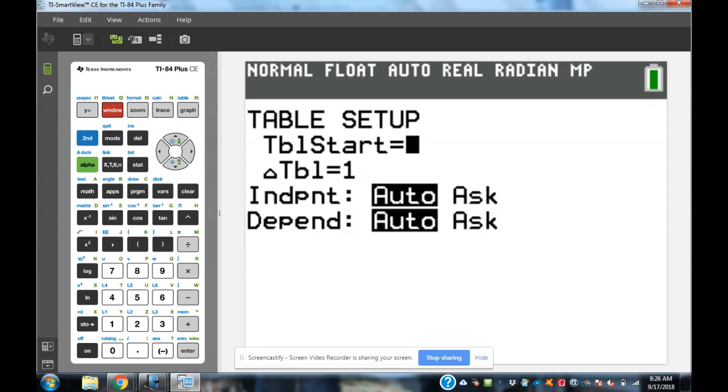Yours may not look like this. We're going to fix everybody's the same before we start. All right. This is how I want your thing to be set up.